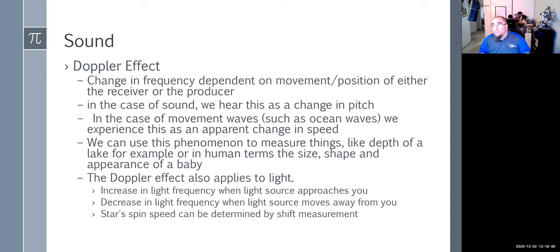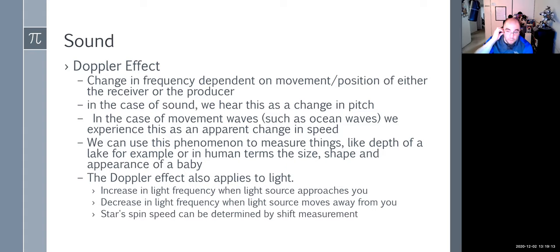Or in human terms, we can use it to determine the size, shape, and appearance of that, you know, parasite that grows inside mommy, the baby, because we use a Doppler ultrasound to look at baby. We can also use that to find the specific organs of baby. Think about how exact of a science that has to be, that they use ultrasound to determine if the baby's heart is healthy or if the baby's heart is not healthy.